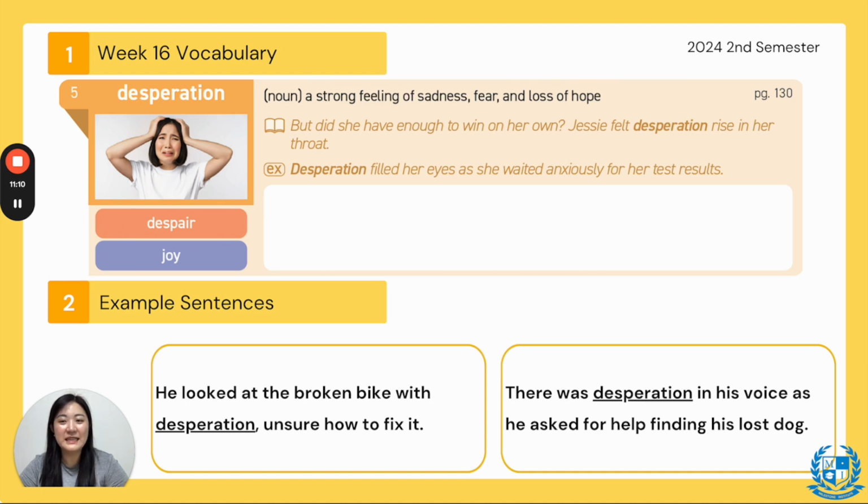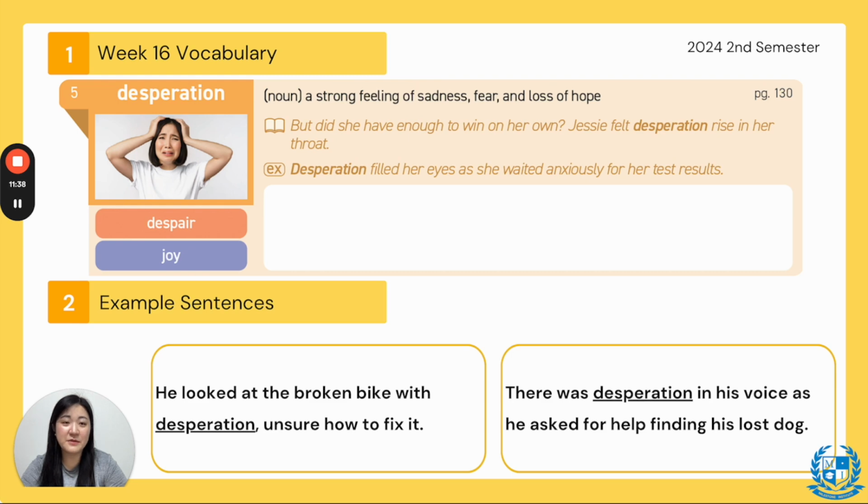Desperation. The synonym is despair, and the antonym is joy. It's a noun and it means a strong feeling of sadness, fear, and loss of hope. So this desperation does not just mean that you're kind of feeling sad, but you're in a state of feeling super sad. In our book it says, but did she have enough to win on her own?